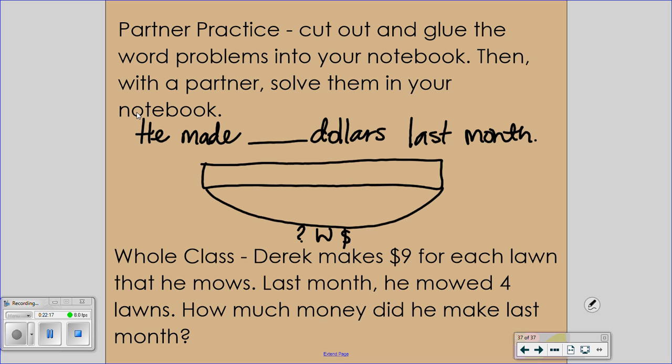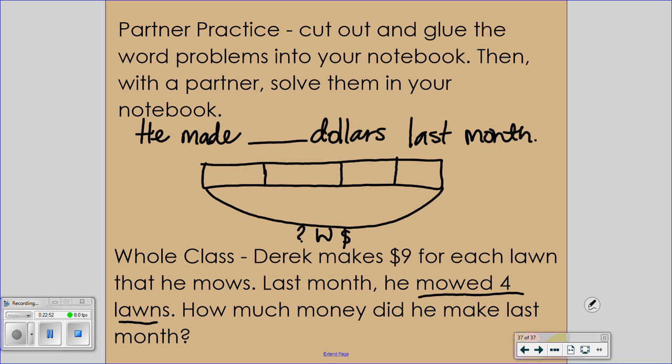How many groups, or in this case, lawns, did he mow? Caleb? 4. I'm going to break up my bar into 4 boxes. And those 4 boxes represent lawn 1, lawn 2, lawn 3, and lawn 4. I know he mowed 4 lawns. It told me that in the problem. So here are my 4 lawns.